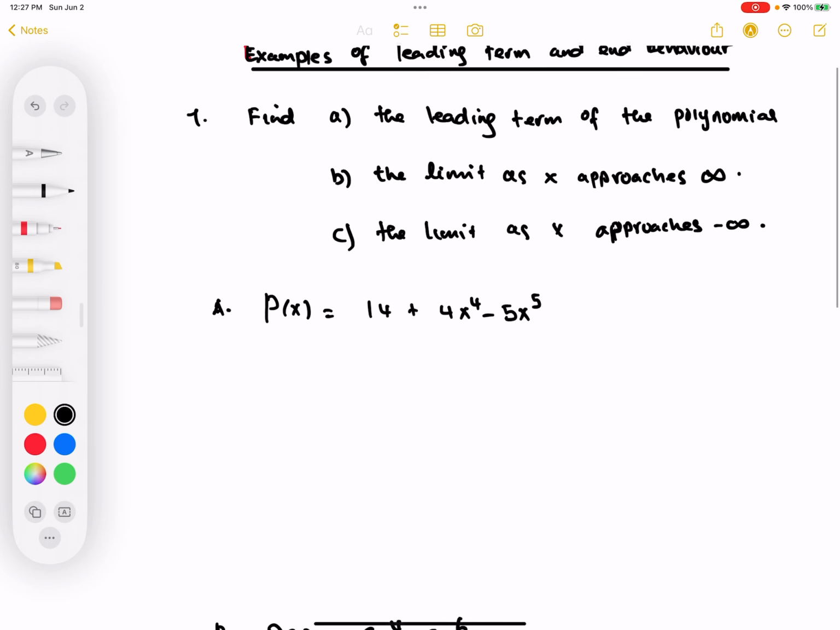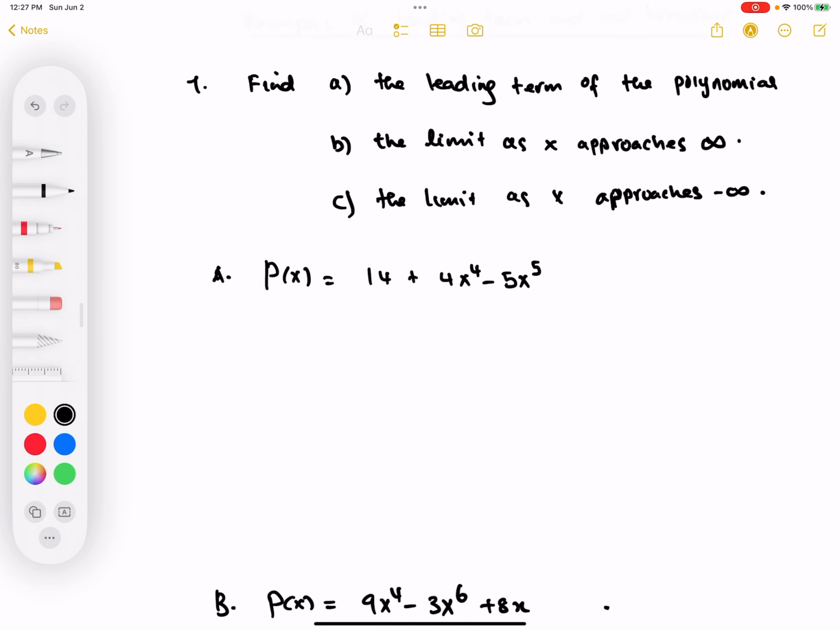Now, in order to answer this one, remember that you have to write this polynomial in descending order. Minus 5x to the fifth plus 4x to the fourth plus 14. This is descending order. Now, you can answer the first one: the leading term is negative 5x to the fifth, because the leading term is the highest degree term.